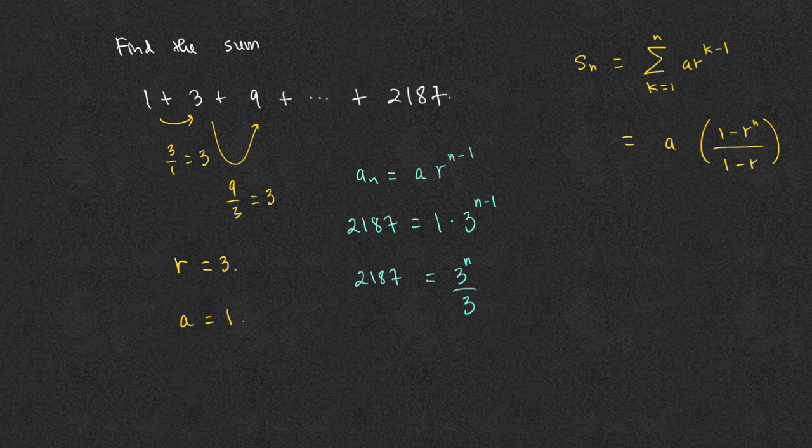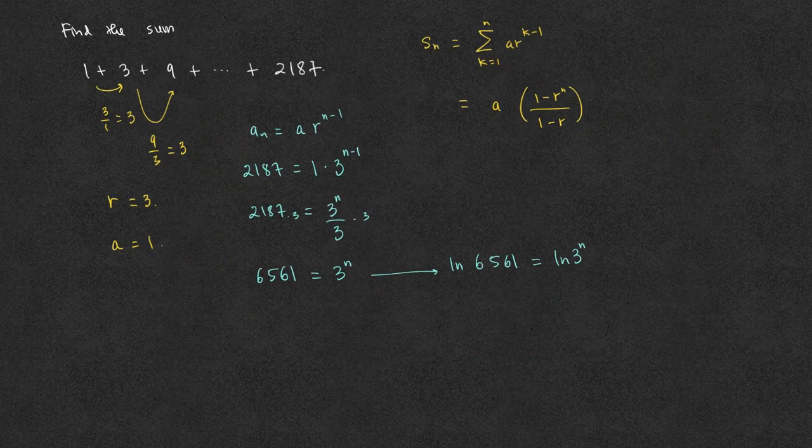We want to write it in this form because we want to find n. In this case, multiply both sides of the equation by 3 to get 6,561 equals 3 to the n. And we can simply find n from here. We take ln of both sides of the equation to get ln of 6,561 equals ln of 3 to the n. We do this because we are solving for n in the exponent, which allows us to rewrite it as ln of 6,561 equals n times ln of 3.